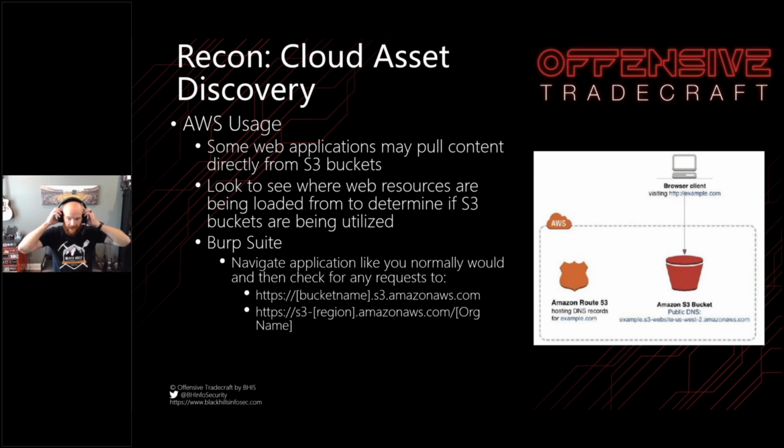So as you're going through your typical web app assessment, look for any references, any direct pulls from AWS, and specifically look for these bucket URLs. So anything s3.amazonaws.com, s3-region.amazonaws.com, those are going to be what you're looking for there.